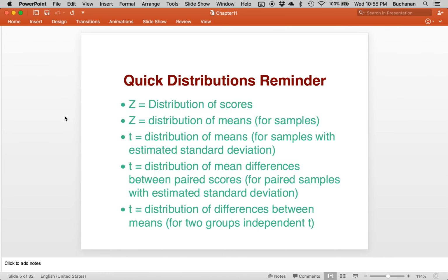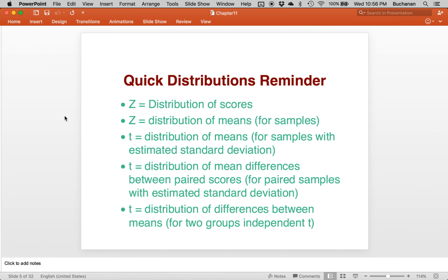Okay. So a quick distributions reminder, and this is where we really got into small semantics. If you're doing a z with one person, it's a distribution of scores, because we're comparing each individual person to other individual people. If we're doing a z-test with samples, where we have a sample, it's a distribution of means, because we're comparing samples to samples. If we're doing a t-test where we don't have the standard deviation, it's a distribution of means still, but we've estimated the standard deviation. So that's where standard error comes in.